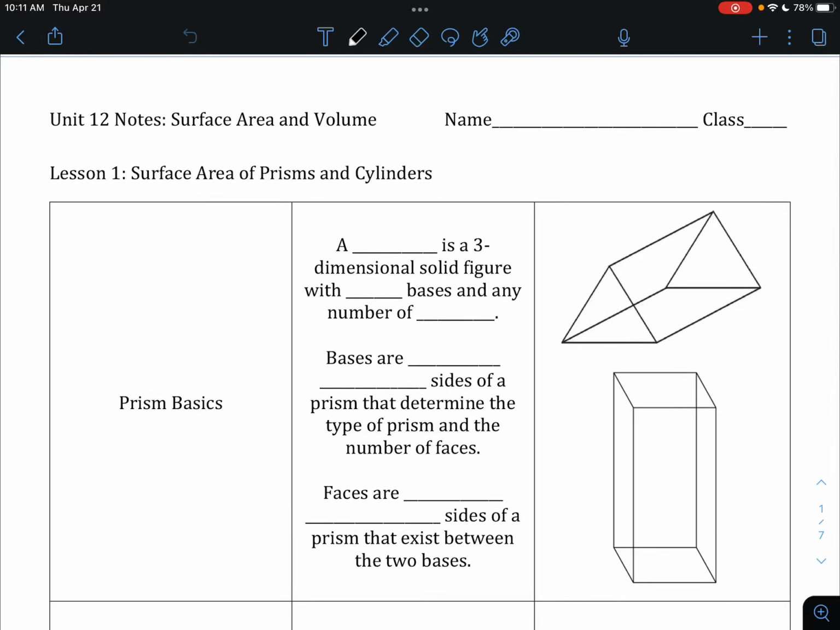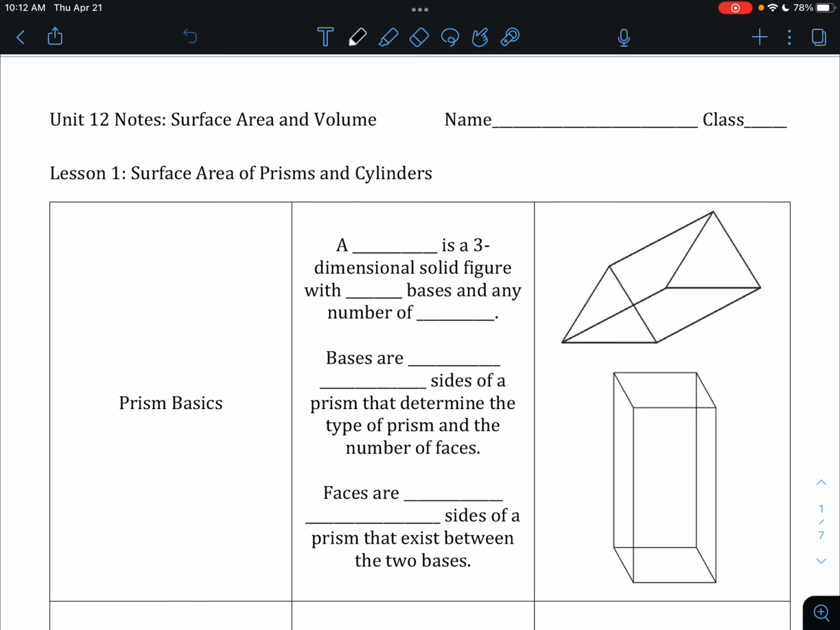All right, y'all, we're going to be looking at a new unit today. This is unit 12 over surface area and volume. Some of this stuff you may be familiar with, others you may not be familiar with. So if you need to pause this video at any point to copy down the notes, or you need me to slow down, just go at your own pace, do what you need to do.